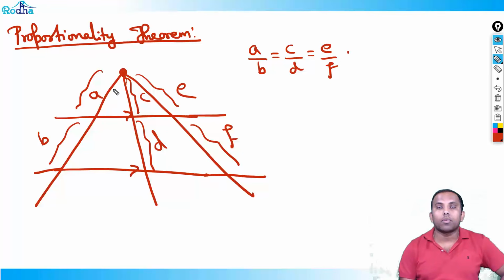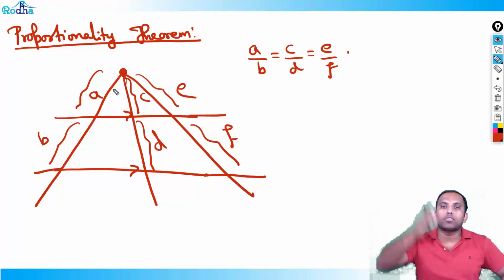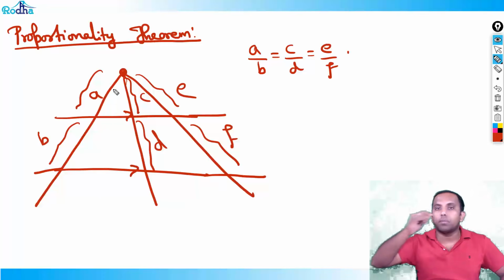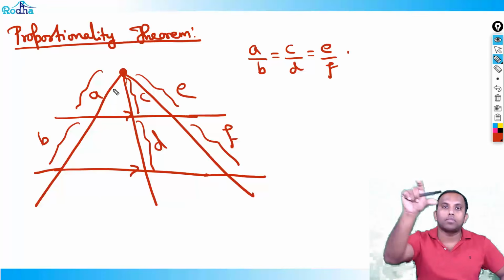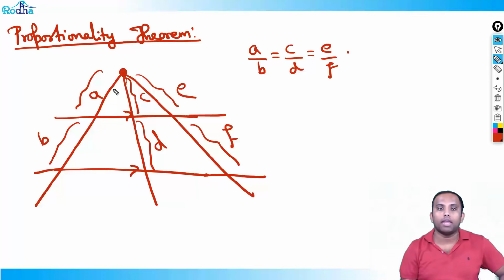So from a single point, it doesn't matter how many transversals I draw cutting the parallel lines, the ratio will be the same. A by B equal to C by D equal to E by F.